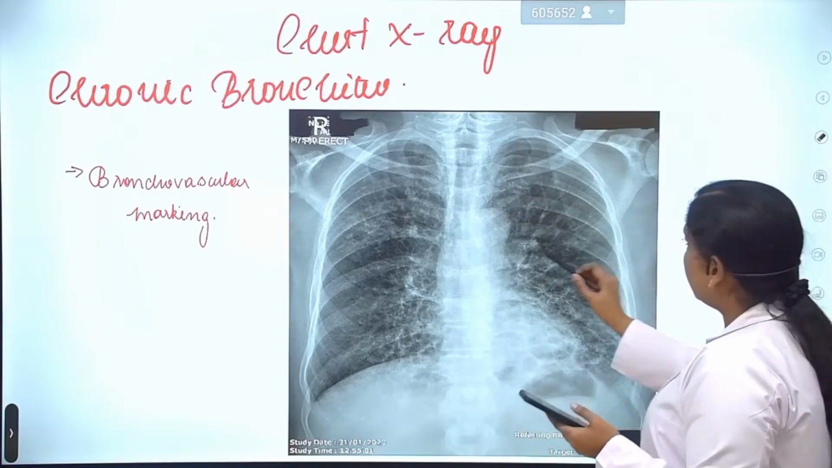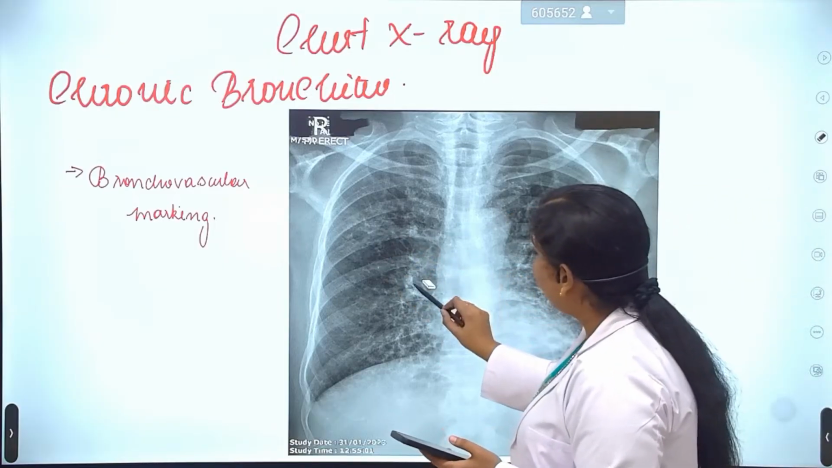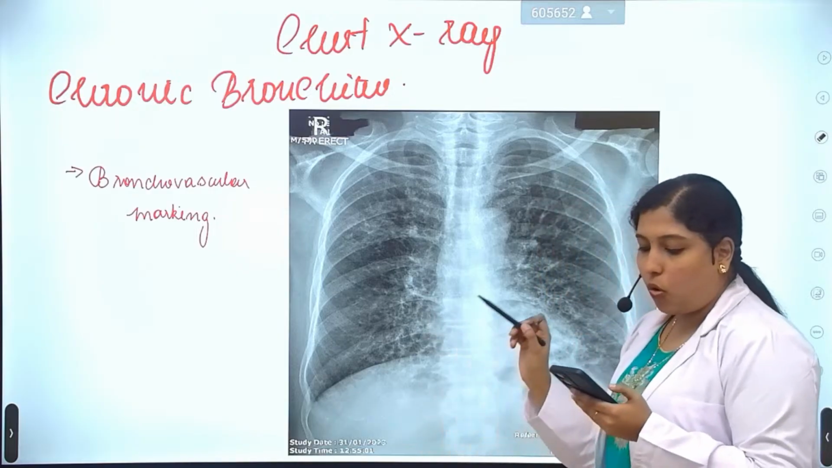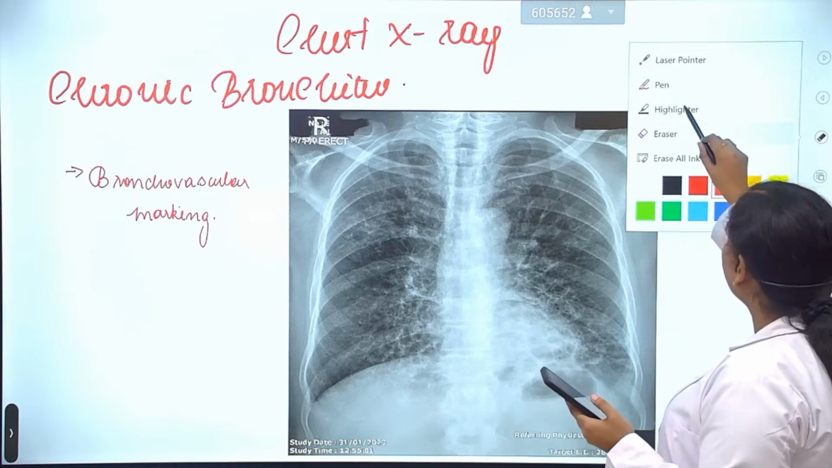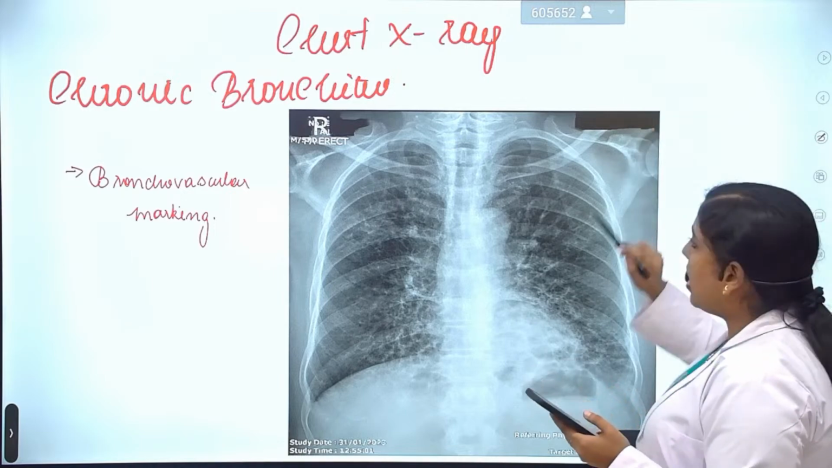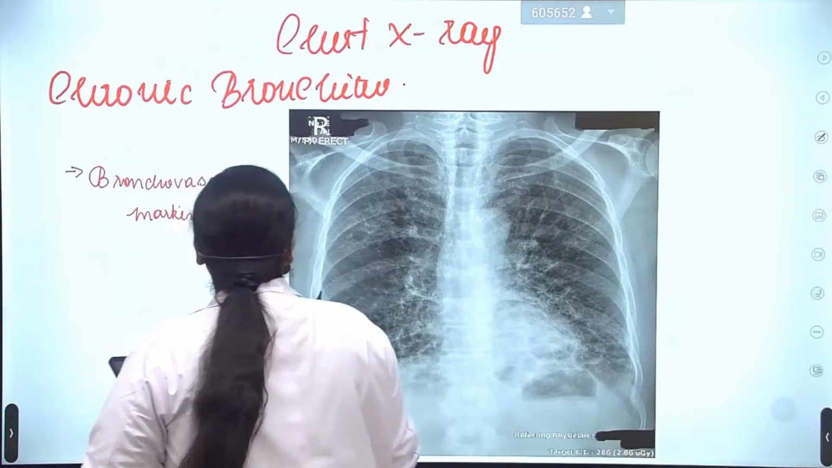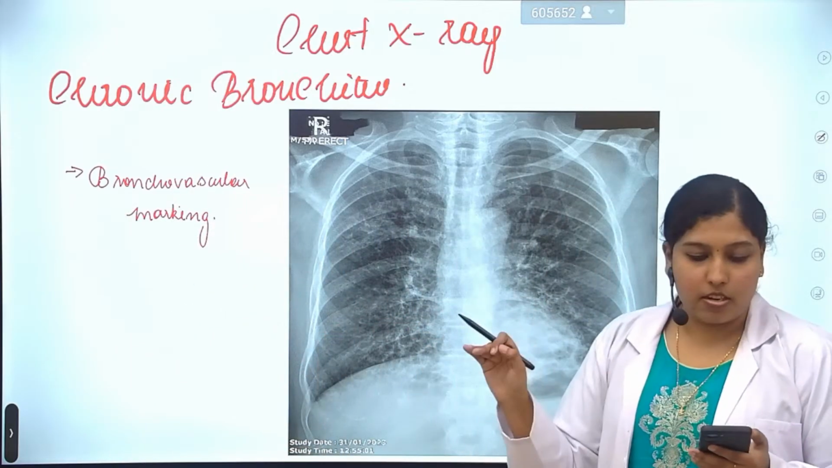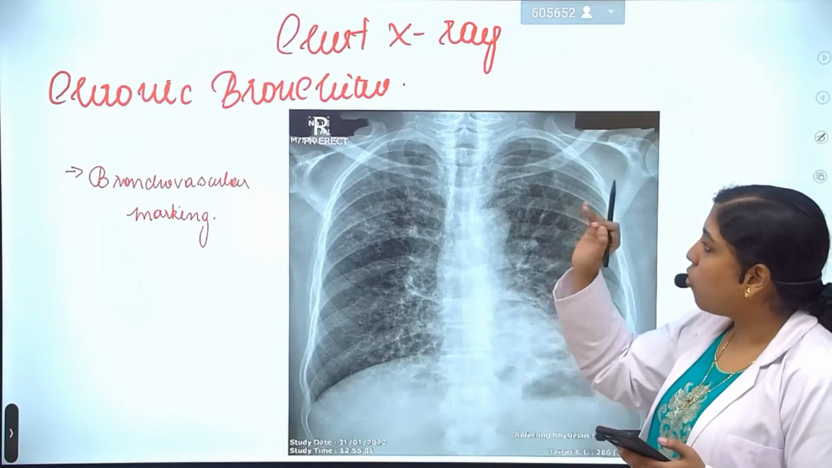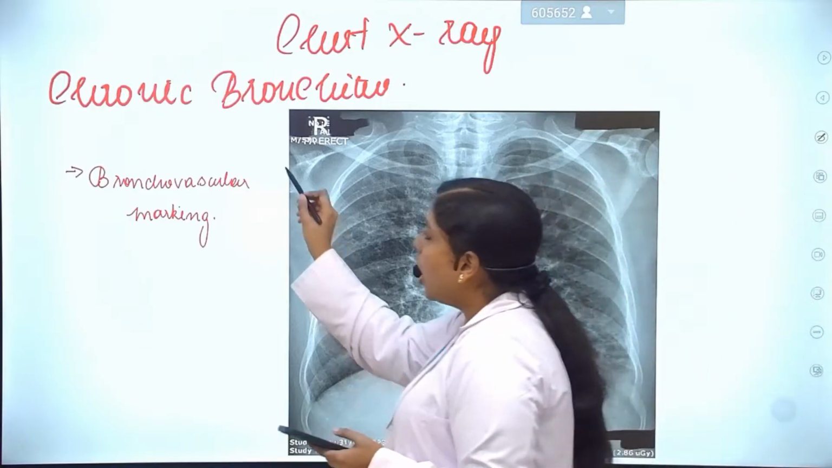You can see the scattering pattern. That is termed as the bronchovascular marking. The most important key point you have to note is the bronchovascular marking. In case of emphysema, I will have hyperinflated lungs and a flattened diaphragm. But in case of chronic bronchitis, I will be having bronchovascular marking.